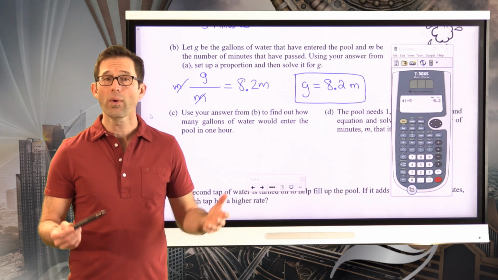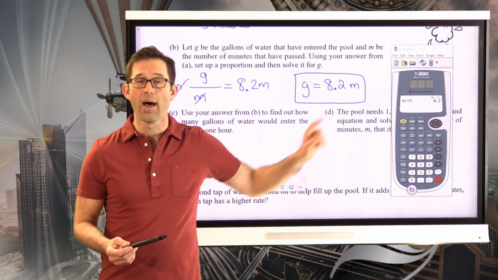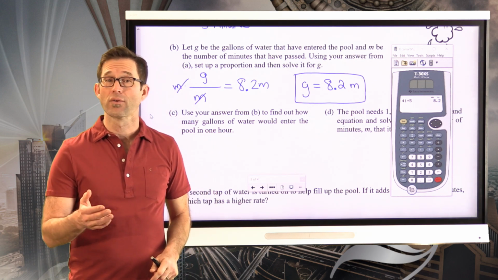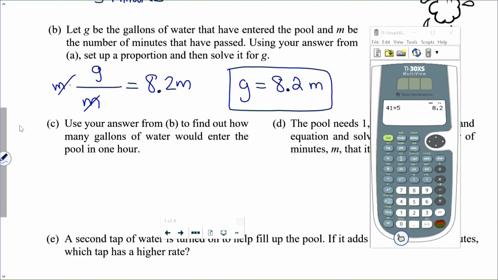Well, again, all we really have to be careful with here is not to put 1 in for M. That would be the number of gallons that would enter after 1 minute. After 1 hour, the number of minutes, as we should be painfully aware of at this point, is 60, right? There are 60 minutes in 1 hour.